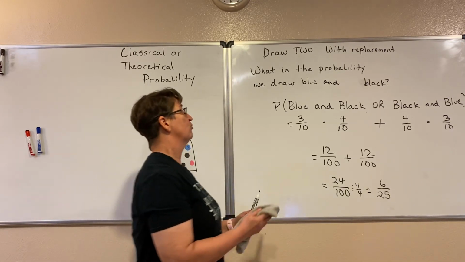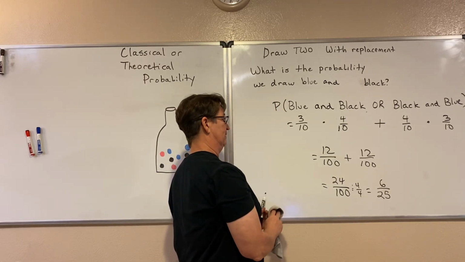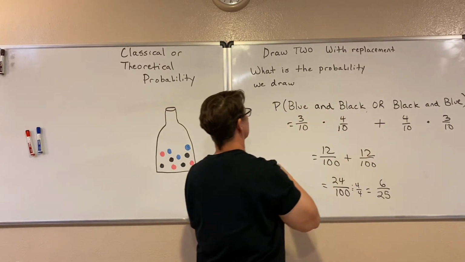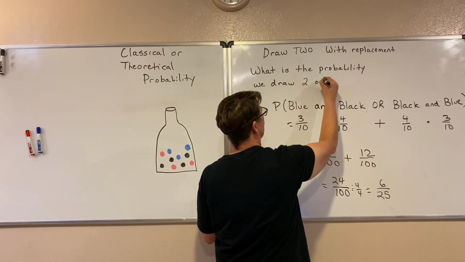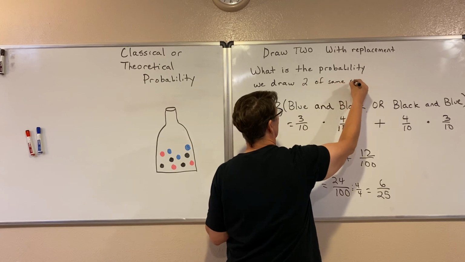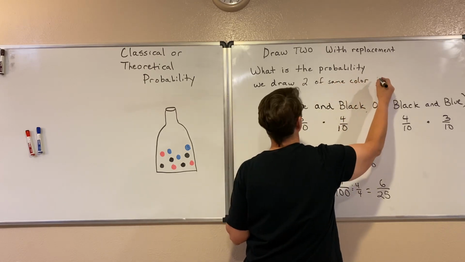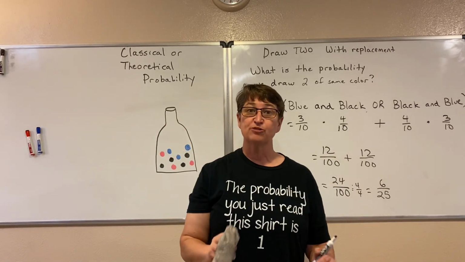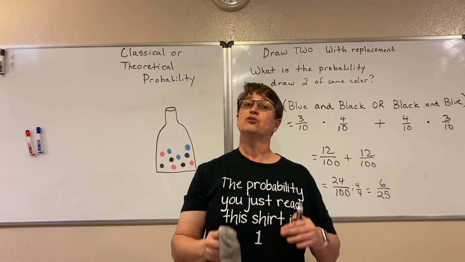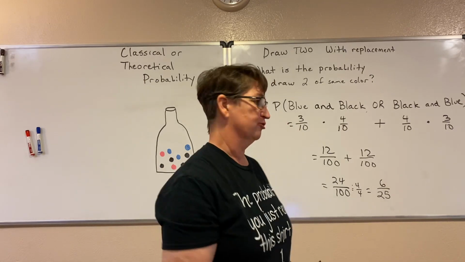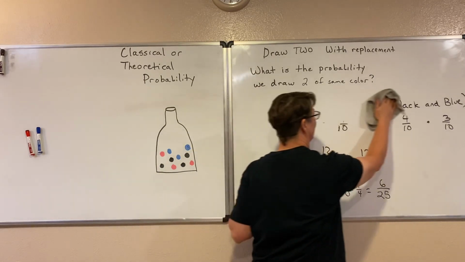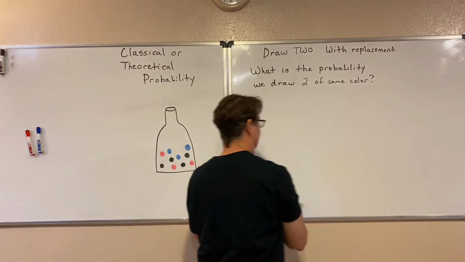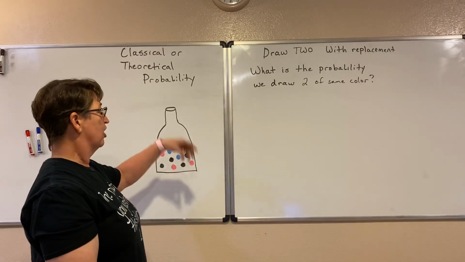Okay, let's do one more where we draw 2 with replacement. Let's this time draw 2 of the same color. Draw 2 of the same color. And again, the first thing we want to do is put down words. And then we can worry about putting down numbers. But first, let's just get our minds wrapped around how we could draw 2 marbles that are the same color. So I'm going to draw 2 of the same color.